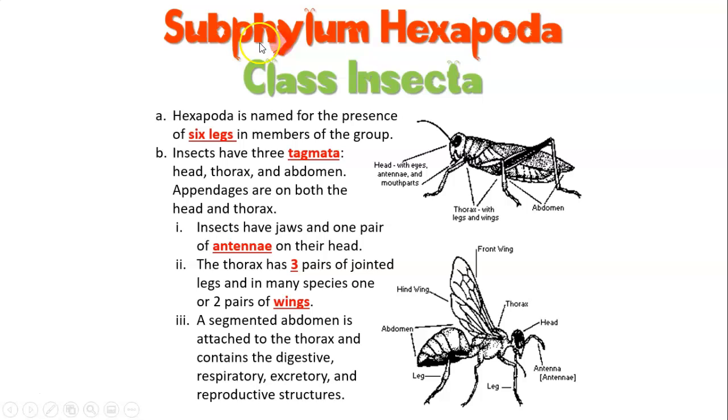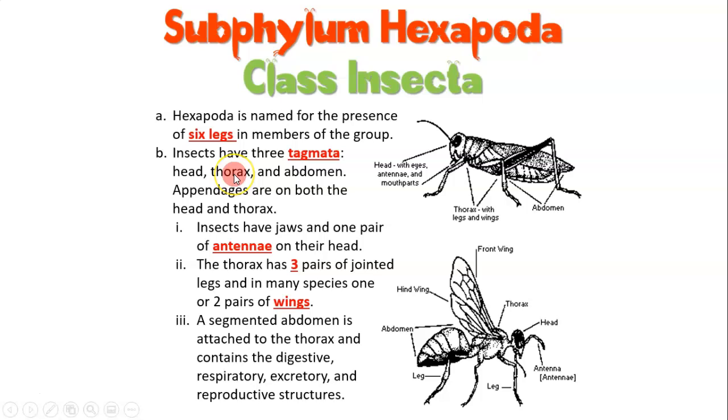Now, they belong to a subphylum called Hexapoda, and hexa comes from a Greek word that means six, poda means legs, so they have 6 legs. So Hexapoda is named for the presence of 6 legs in members of this group. They have 3 tagmata, which means segments. So they have 3 segments, a head, a thorax, and an abdomen.